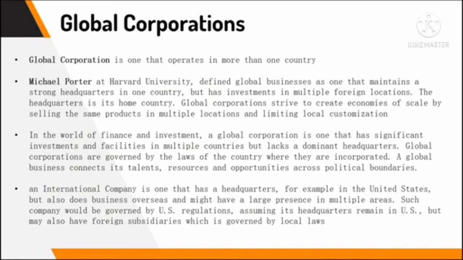Global corporations are governed by the laws of the country where they are incorporated. A global business connects its talents, resources, and opportunities across global boundaries. An international company is one that has a headquarters, for example, in the United States, but also does business overseas and might have a large presence in multiple areas. Such a company would be governed by US regulations, assuming its headquarters remain in the US, but may also have a foreign subsidiary which is governed by local laws.